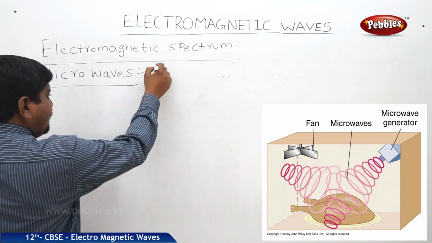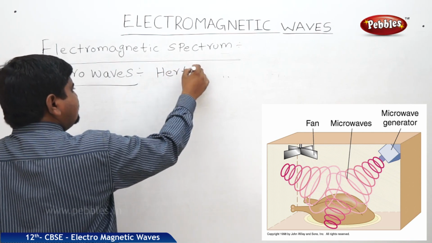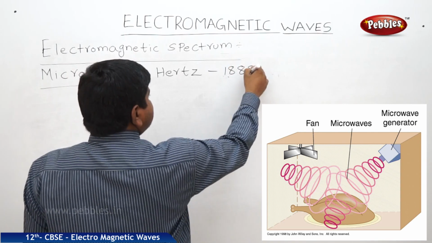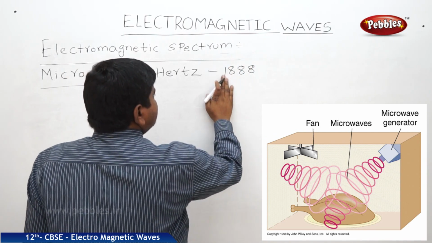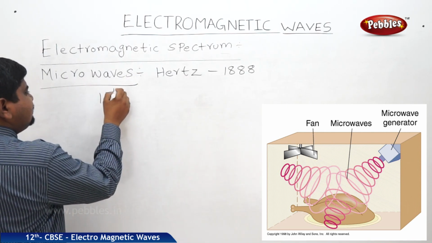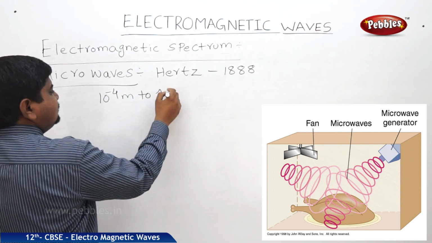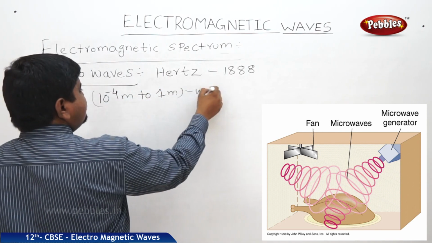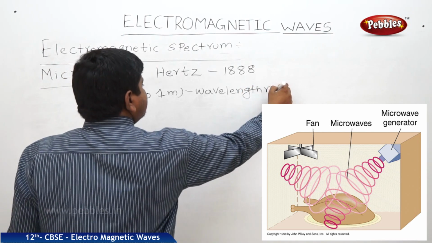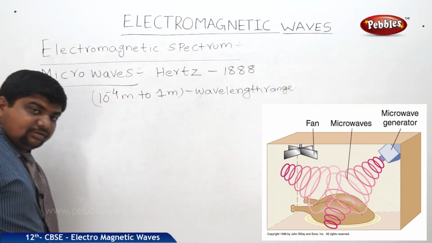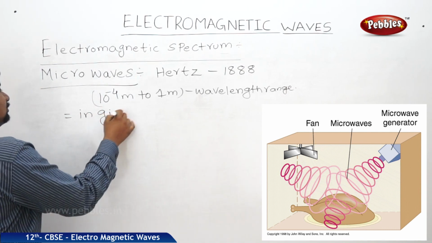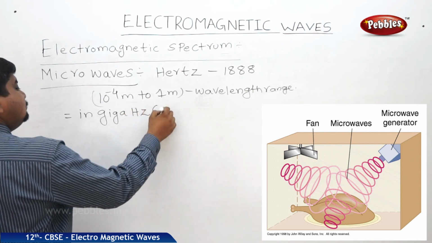It was discovered by Hertz, whose name is the SI unit of frequency, in the year 1888. The wavelength range is 10 power minus 4 meters to 1 meter. This is the wavelength range of microwaves, but the frequency is in the gigahertz range.